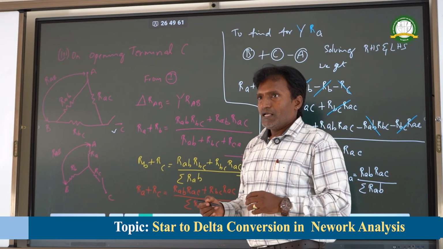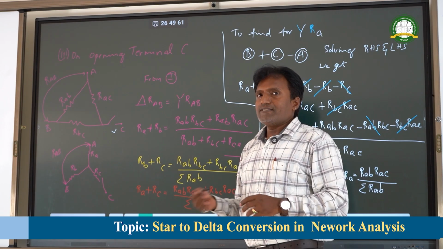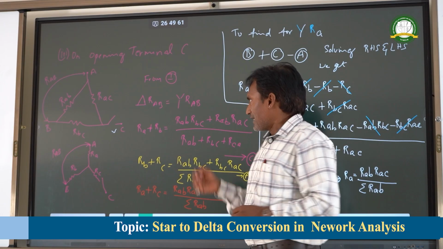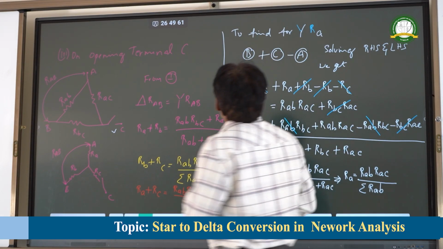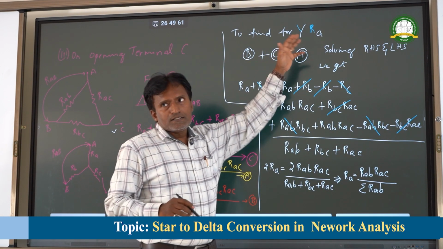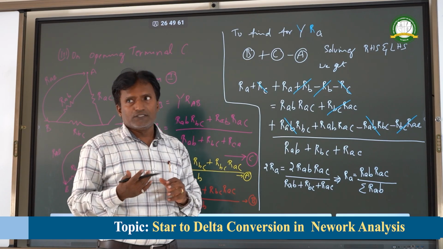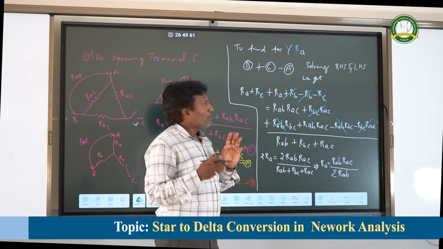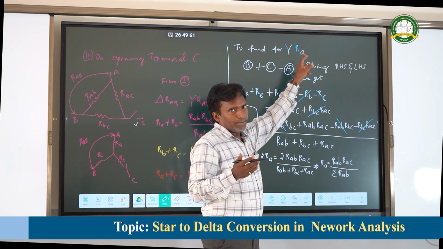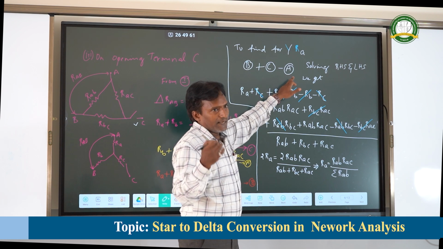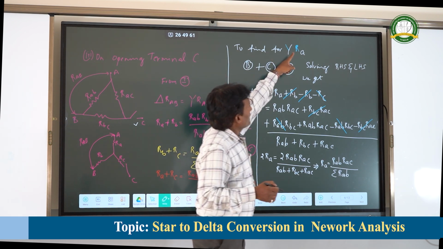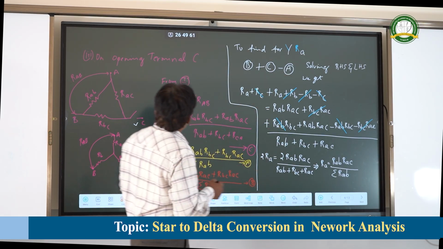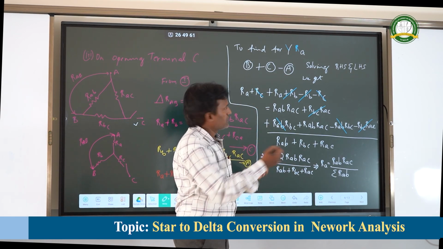And solving for A, B and C, we can easily identify the star RA, star RB and star RC. Let us see how it is solved. To find star RA, this is the method I have followed, so you too can follow this method. To find the star RA, I have opened terminal A, and I call that equation A. So this is the method: to solve for RA, it will be negative A. To solve for RB, it will be negative B. I'll show you in the next slide.